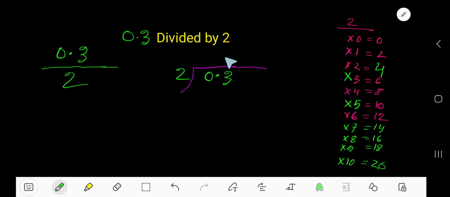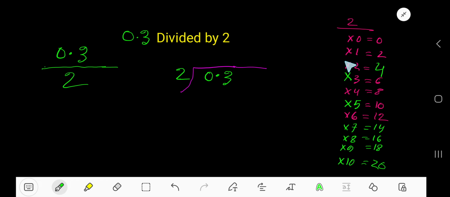0.3 divided by 2. Here 2 is a divisor. 2 times 0, 0; 2 times 1, 2; 2 times 2, 4; 2 times 3, 6; 2 times 4, 8; 2 times 5, 10; 2 times 6, 12. Okay. To find out the multiplication table of 2, just add 2 with the previous step. 0 plus 2, 2; 2 plus 2, 4; 4 plus 2, 6.